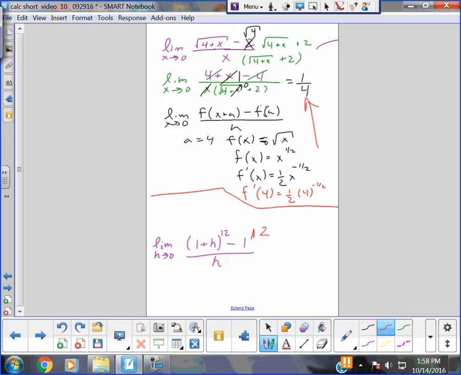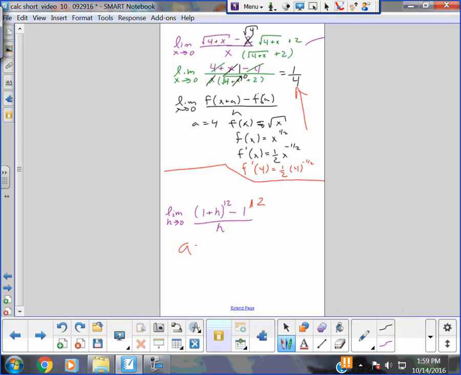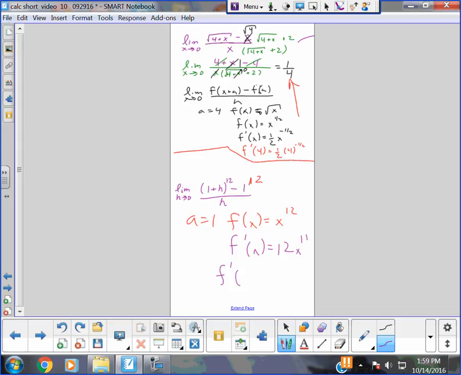And now what's a? A is going to be 1. What's the function f of x? x to the 12th. Everybody, we're getting good at this now. What's f prime of x? 12x to the 11. What value of a do we want to check at? 1. Now, again, be careful. What's the value when you put 1 in here? 1 times 12, so it's 12. The answer is 12.